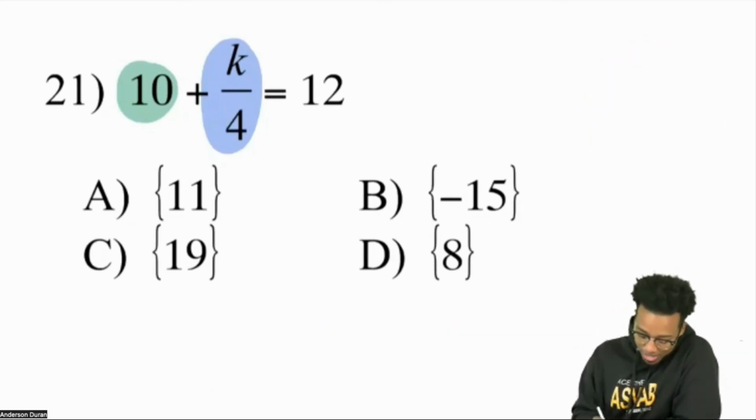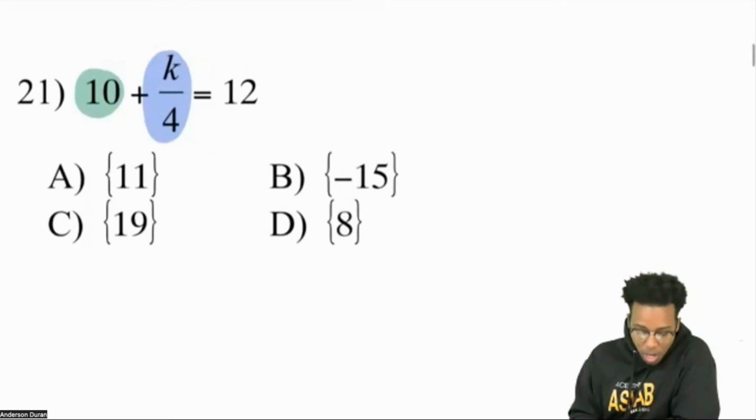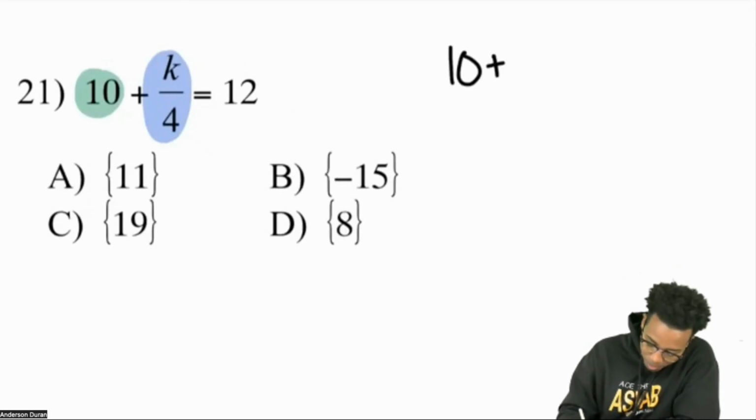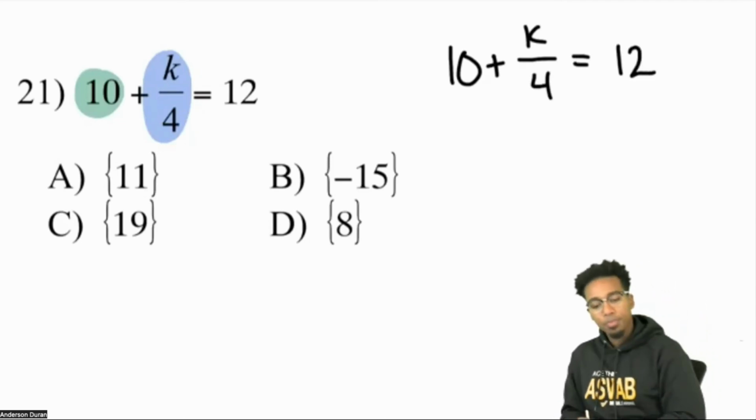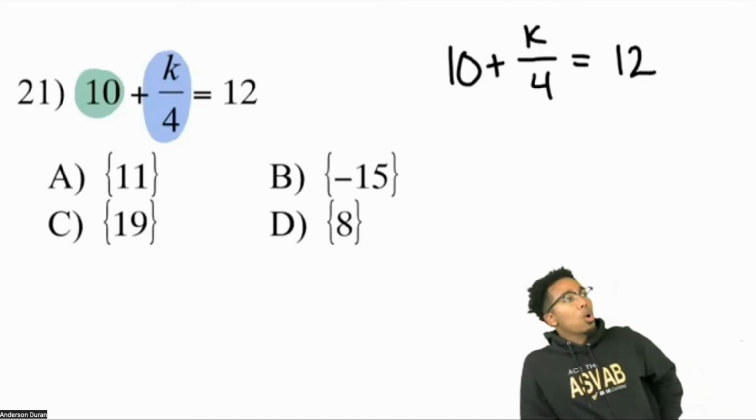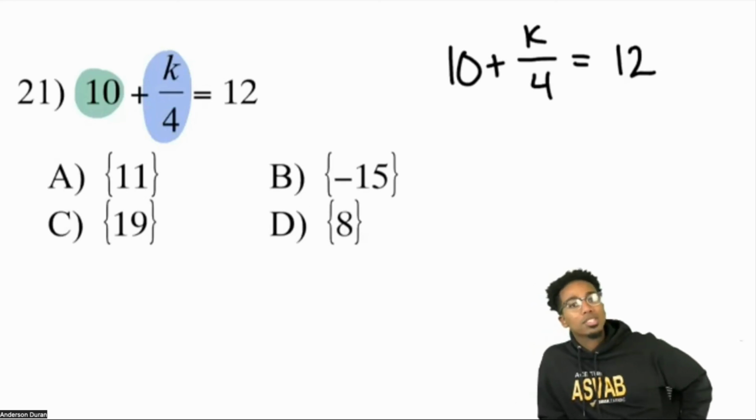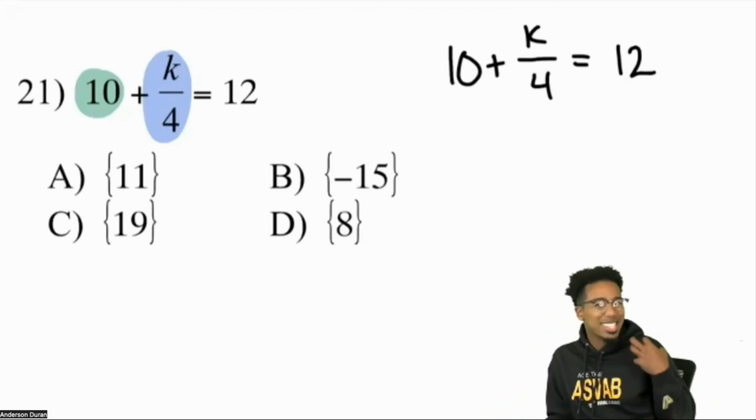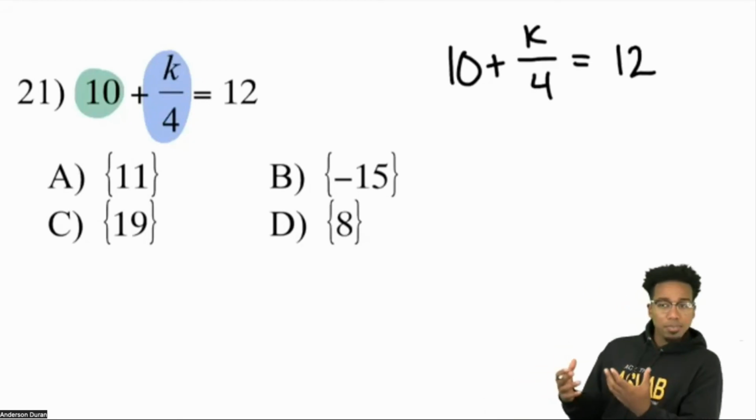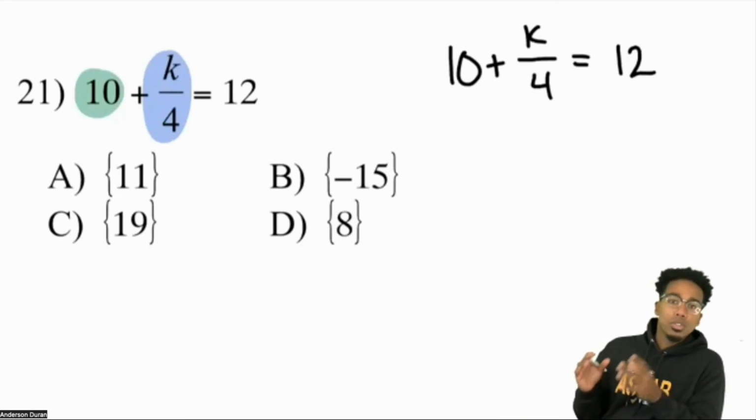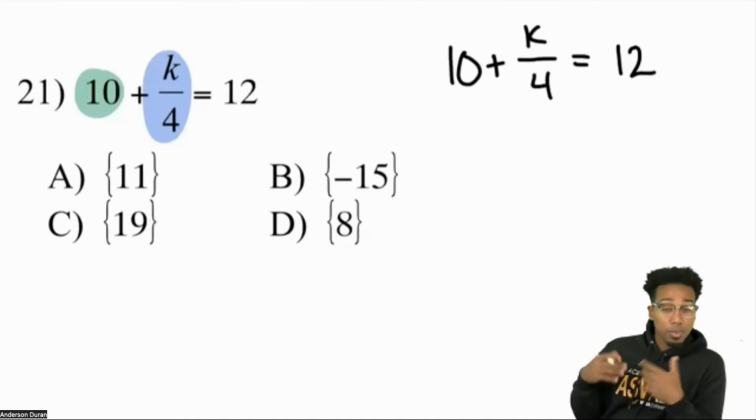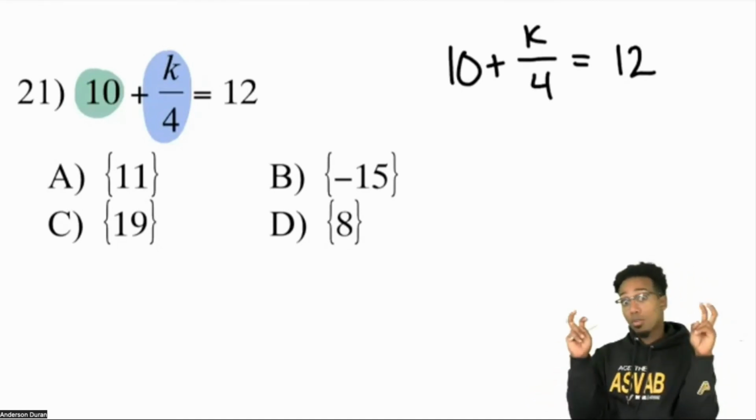So remember, everybody, I want to make sure we understand what is going on so we know what steps to take. So we have 10 plus k over 4 equals 12. Notice that you always want to start off with whatever is basically separated from the variable. You want to start off with what's the furthest thing away from the variable. That's in English. In simple math talk, you want to start by working backwards from the last step that you would take with the order of operations.